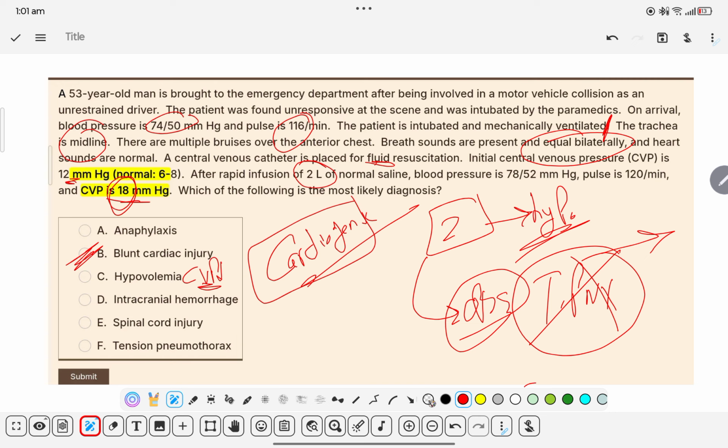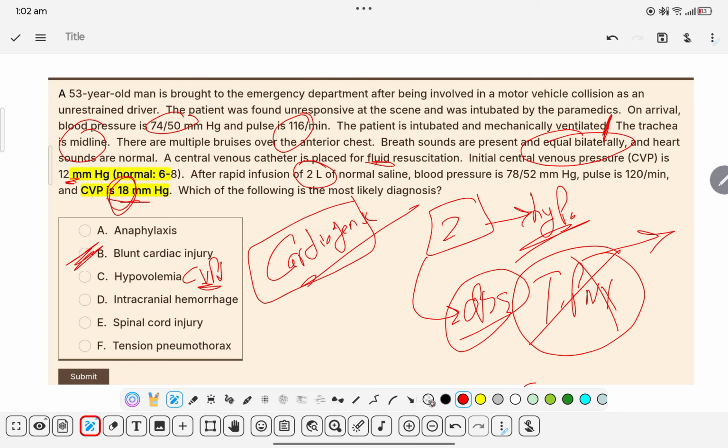Spinal cord injury causes neurogenic shock. Neurogenic shock will present with low CVP because of the loss of sympathetic tone over the blood vessels, which will cause severe vasodilation. Actually, it will look like anaphylactic shock, of course without the skin and mucosal involvement. Tension pneumothorax, we can exclude easily during the chest examination as told before.